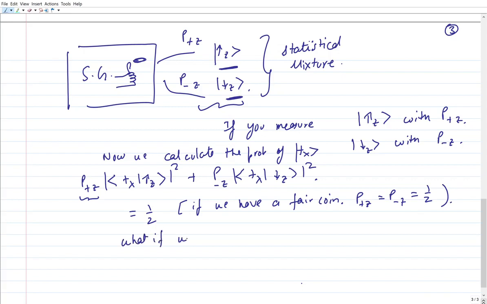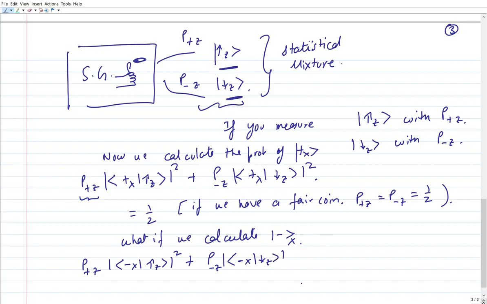What if we calculate minus x? It's going to be P plus z times, similarly, just the inner product of the minus x ket with the states, and it's still going to be half if again we have a fair coin.